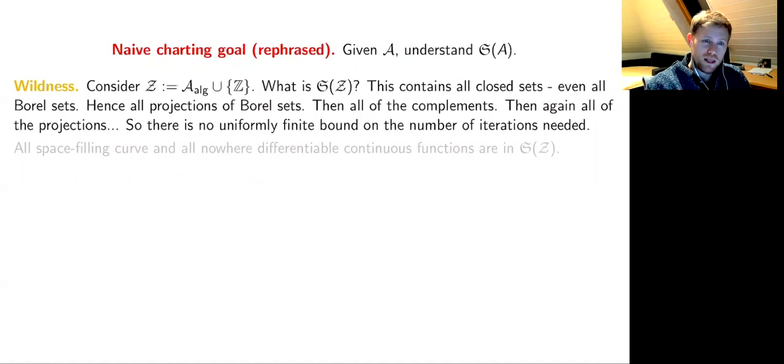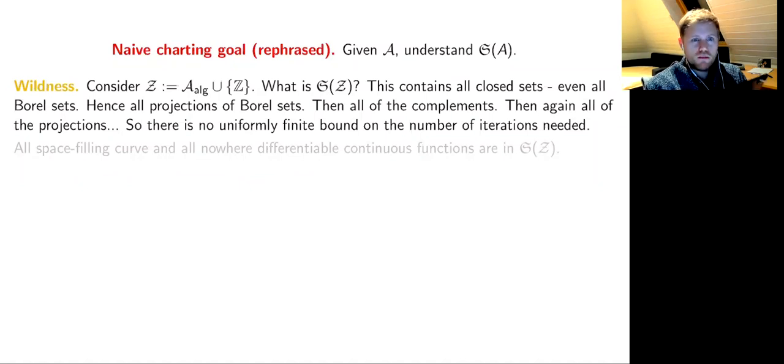And once you have all Borel sets, then you have to take projections, and Borel sets are not closed under projection, so you get analytic sets. But then you have to take the complement again, and you keep doing that forever. Because you have to take the projection, complement, projection, and this generates every element in the projective hierarchy. So you get more complicated sets at every step. There's no uniform bound on the iteration you need to generate all these objects.